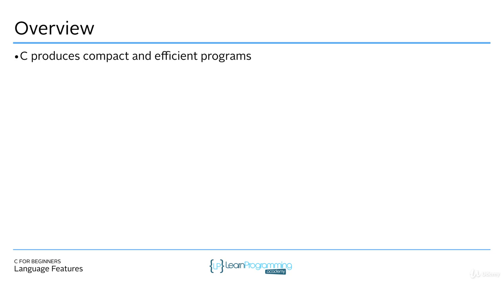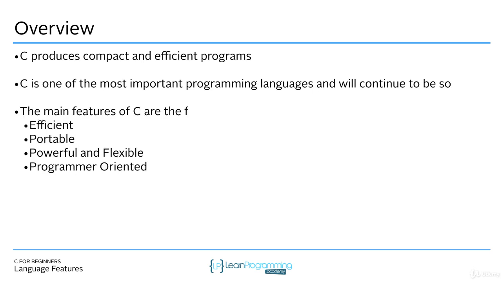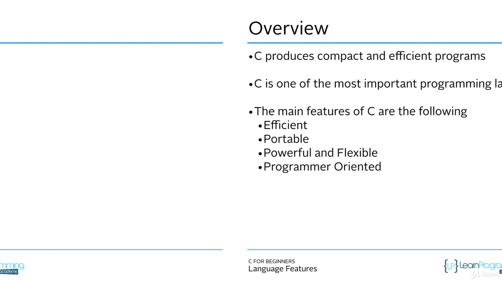That is a language feature, though. That's important. It's one of the most important programming languages and will continue to be so. We know all this, so I just, again, want to reiterate it. But the main features of the C language are that they're efficient, portable, powerful and flexible, and programmer-oriented. We're going to cover these in more detail, what this means, but these are important characteristics of C. We need to understand them, again, in order to understand how to write the code in this language.